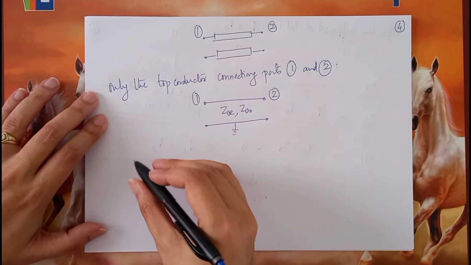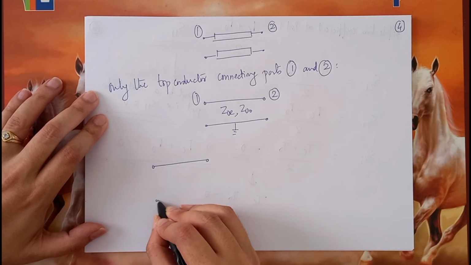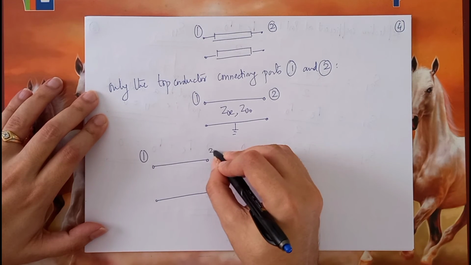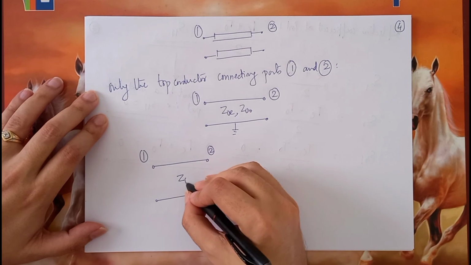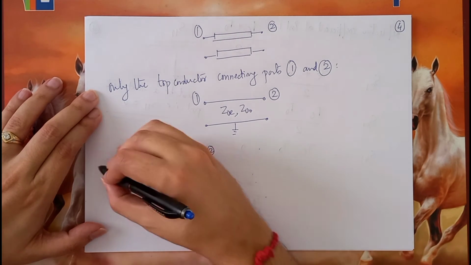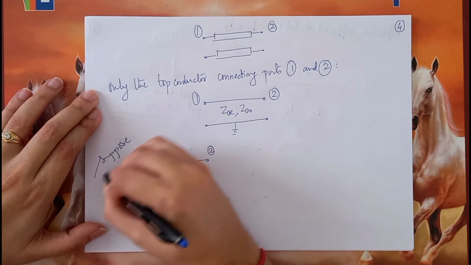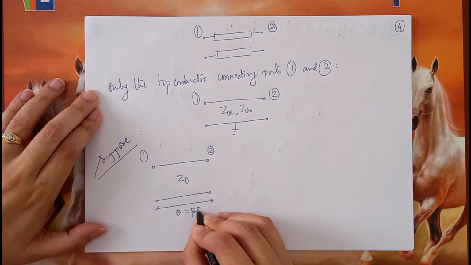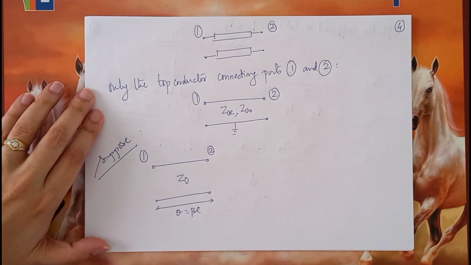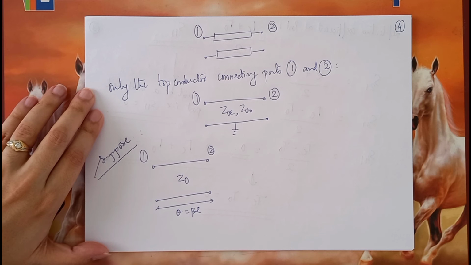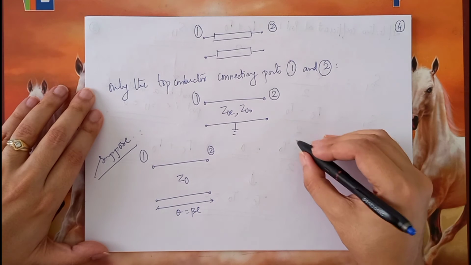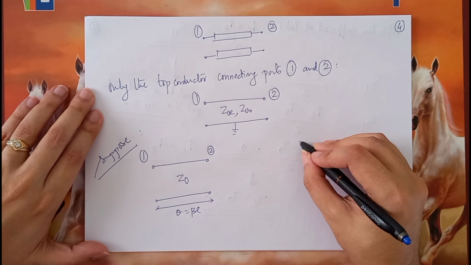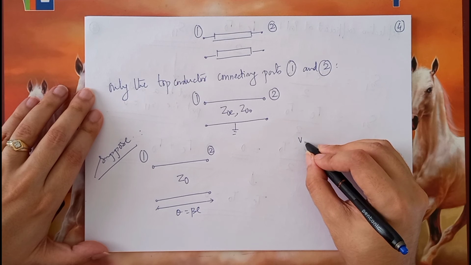So, let us say you have a transmission line, this is port 1 and port 2, which has some characteristic impedance Z0, suppose. And its electrical length is some theta equal to beta L. What would be the ABCD matrix of this transmission line? Well, we know that the transmission matrix is defined in this way.